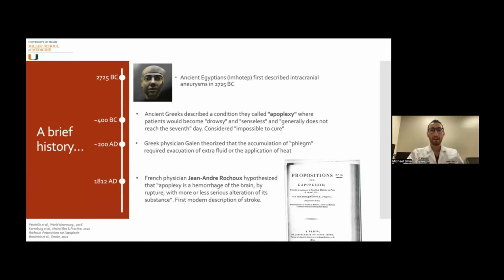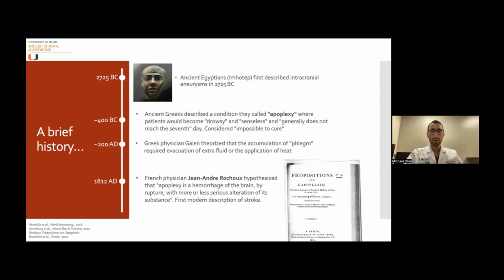As far back as 3000 BC, the ancient Egyptians actually first described anatomically an intracranial aneurysm. They didn't obviously at that time understand the pathogenesis or the clinical significance of it, but they actually described it as far back as 3000 BC.